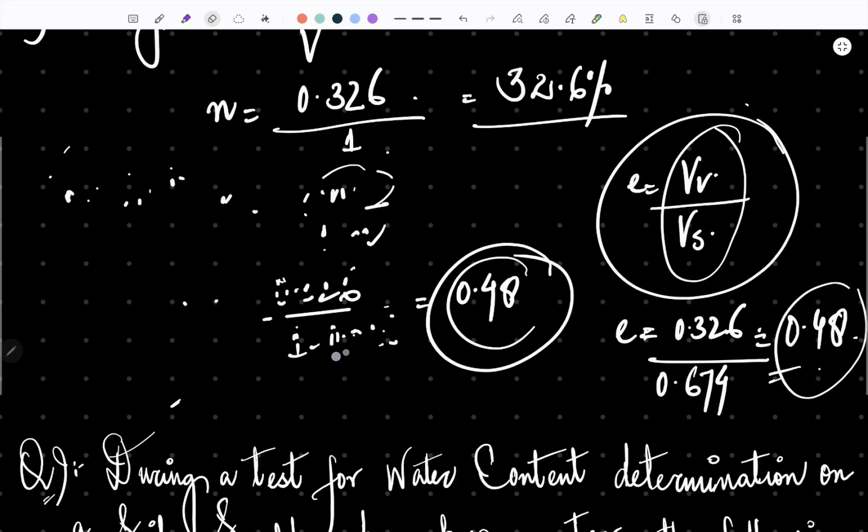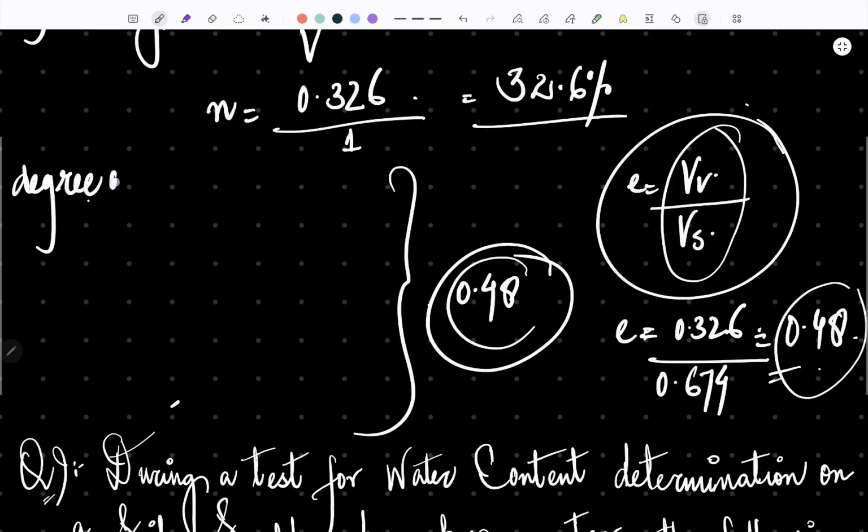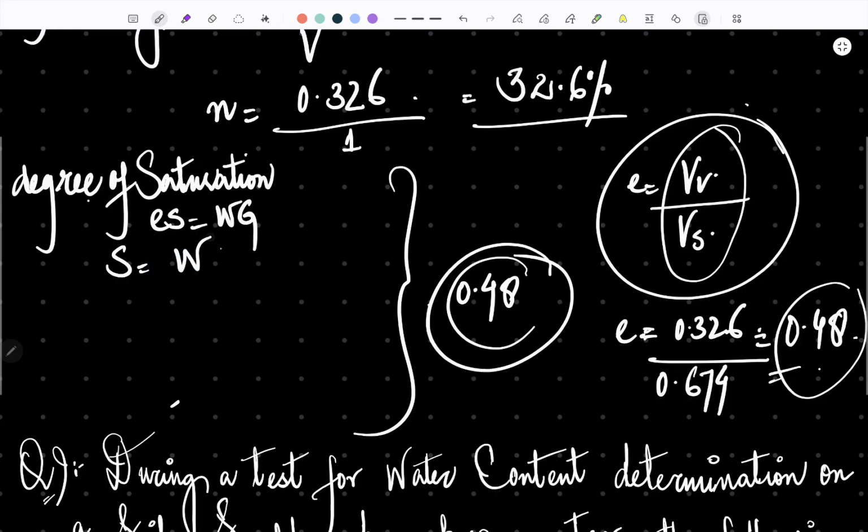All right. This is the last part, where I'll be finding the degree of saturation. And we know, for degree of saturation, we have a general equation: eS is equal to wG. We'll be using the same because we have all the three values, and we'll be finding our degree of saturation for the soil phase system. Degree of saturation is given by, we know that eS is equal to wG. That means S is equal to wG divided by e.